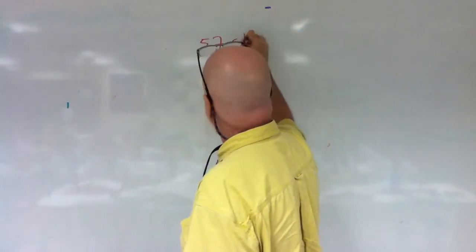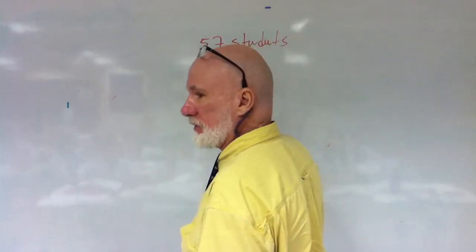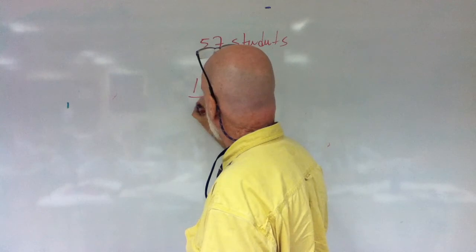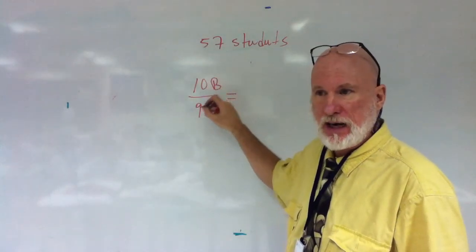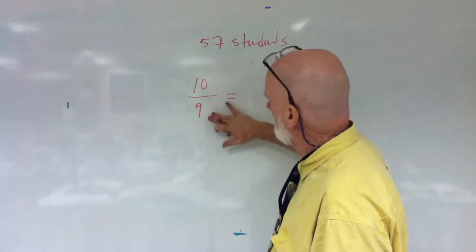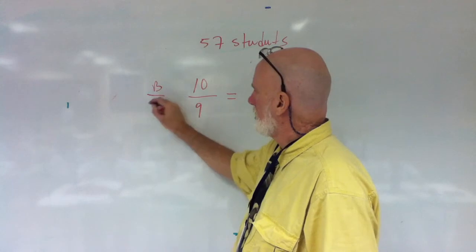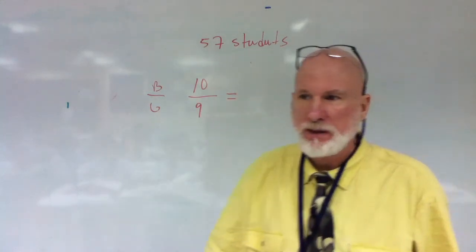Now let's say instead of dealing with this error, let's say there are 57 students. All right, and the ratio is real. We measured that ratio. 10 boys and 9 girls, correct? So boys are on the top. Boys are here, girls are here.